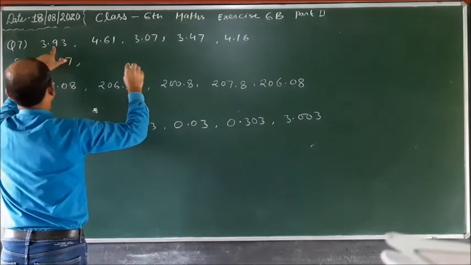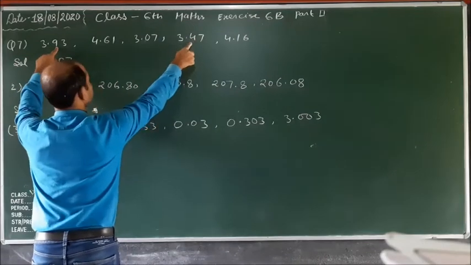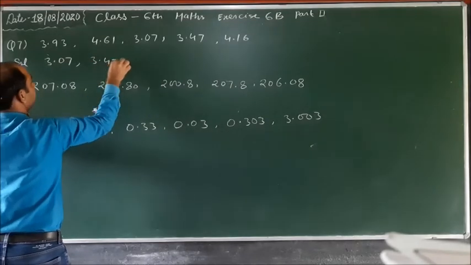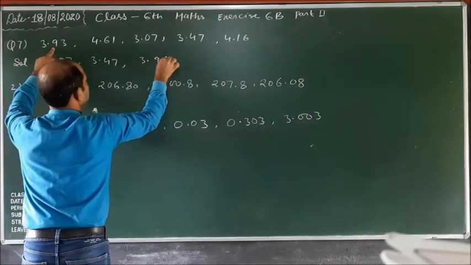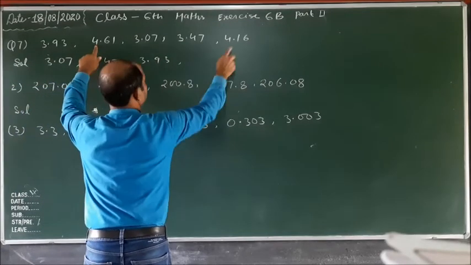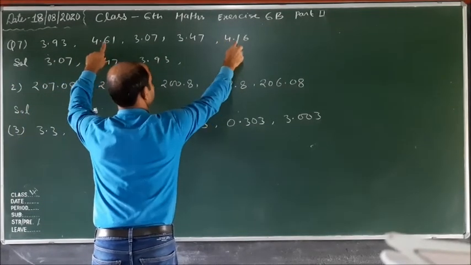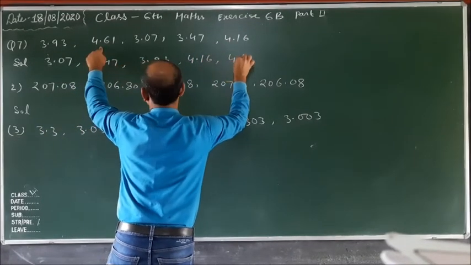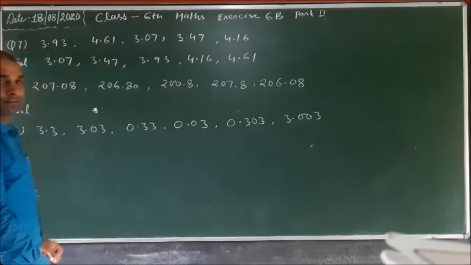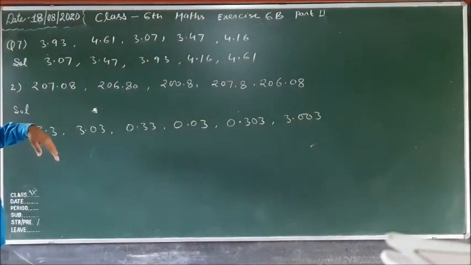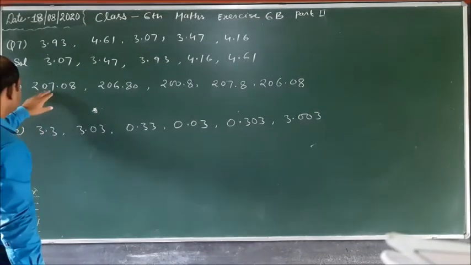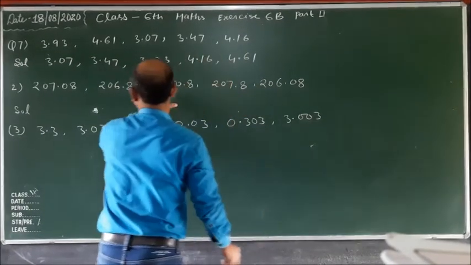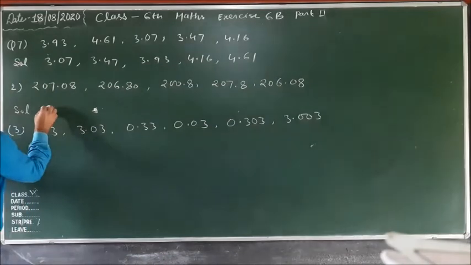Now choose this and this number, 3, 3, 3, 9, 0, 4. So this is the smallest number. Now after this number 9, here 4. So this is also smaller than this number. So 3.47. Then we write 3.93. Then 4.16, the smaller of the last two. Then the greatest number, 4.61. Okay. Now question number 2. First 207, 206, 200, 207, 206. So this is the smallest number.